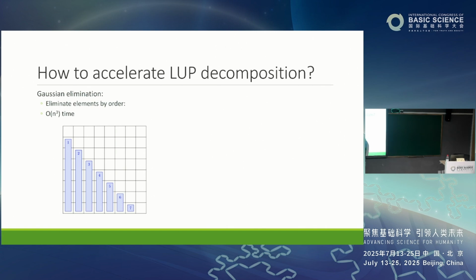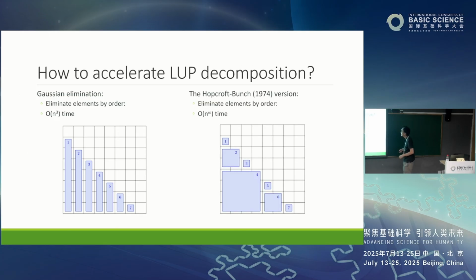Then we can accelerate the LUP decomposition, accelerate the Gaussian elimination. Trivially, Gaussian elimination erases those elements. This is the Hopcroft-Bunch algorithm. You eliminate elements like this, and every time we can compute the inverse of a triangle matrix. For example, to eliminate this matrix, we need to compute the inverse of this one, but this one is already an upper triangle matrix. So this means that Gaussian elimination can be done in n to the omega time.